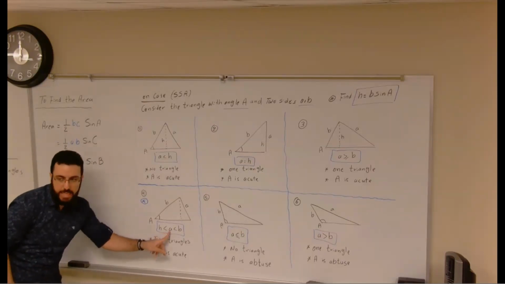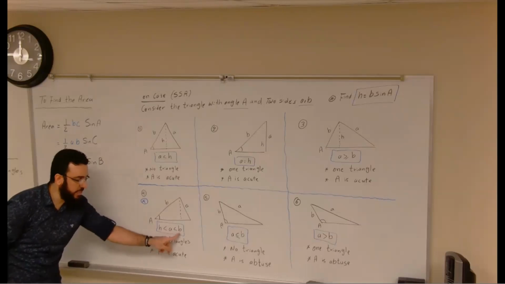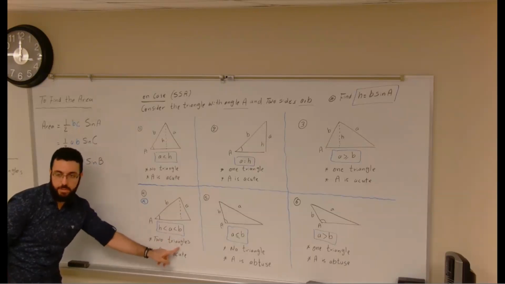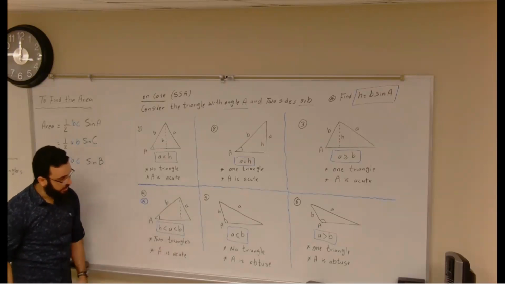If the side A is greater than H and less than B, that means A is between H and B. So how many triangles do you have? Two, you have two possibles. A is an acute angle.